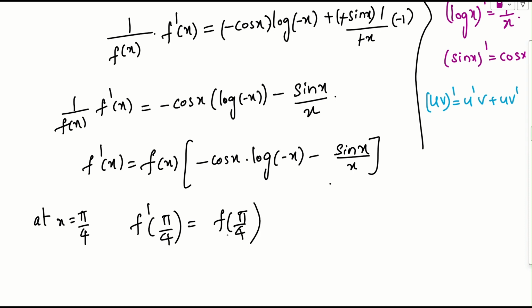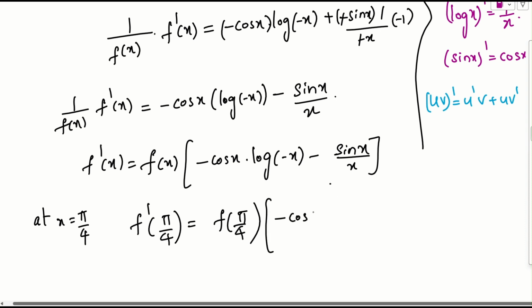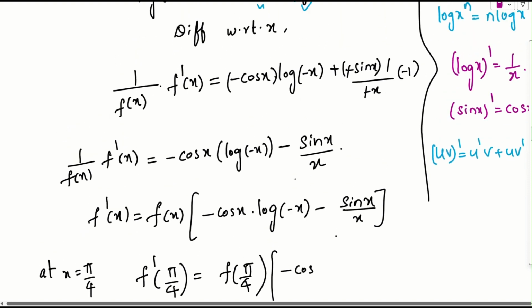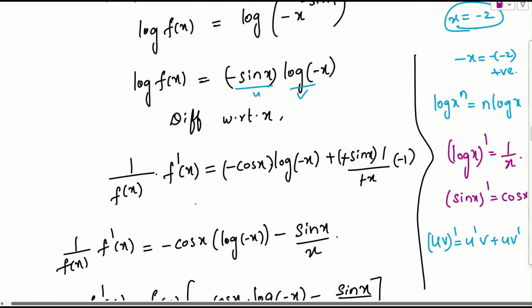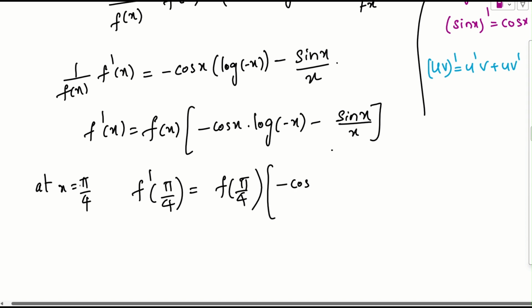We have a function f of x. I'll write that also here. This is nothing but minus cos, just a second. They are talking about not f of pi by 4, f of minus pi by 4. I'm sorry. This should be 1 minus here. This is minus. This is also minus.